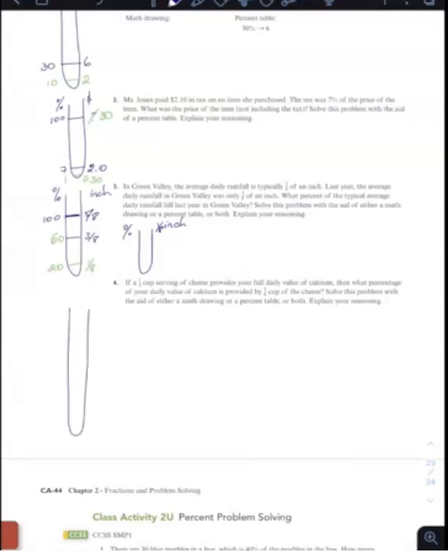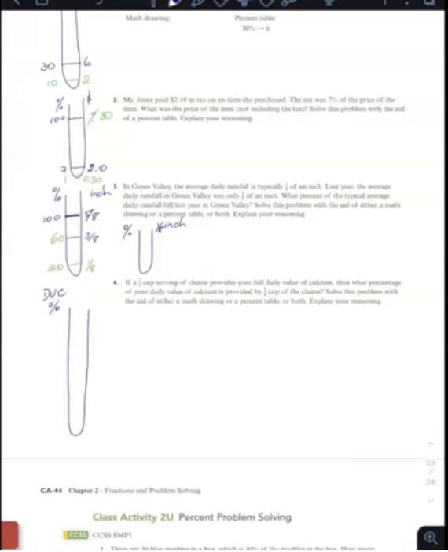Let's look at number 4. If a third of a cup serving of cheese provides your full daily value of calcium, then what percentage of your daily value of calcium is provided by 3/4 cups of cheese?